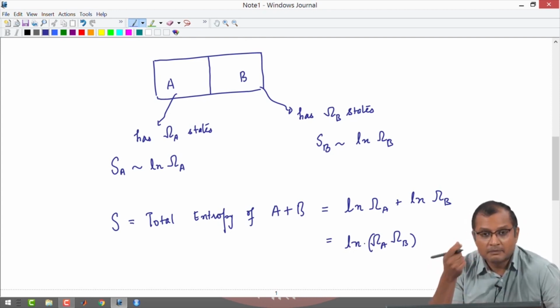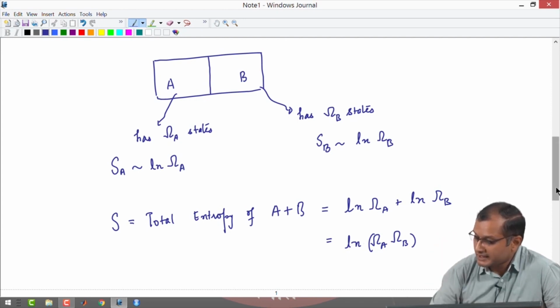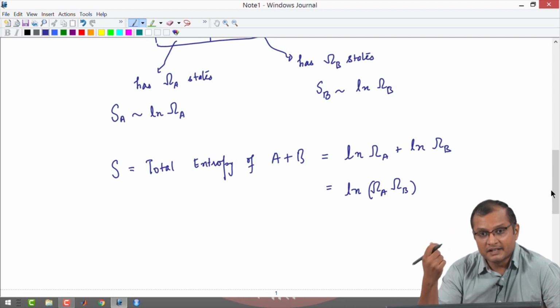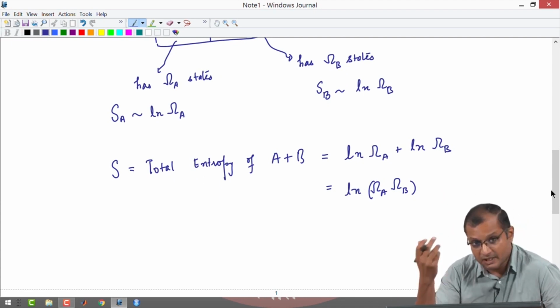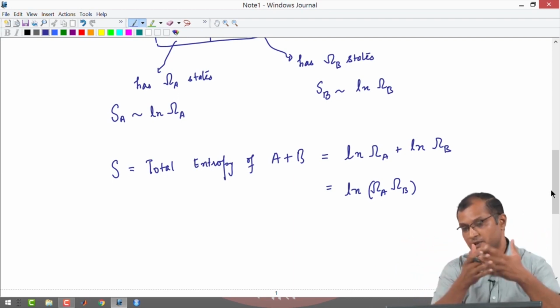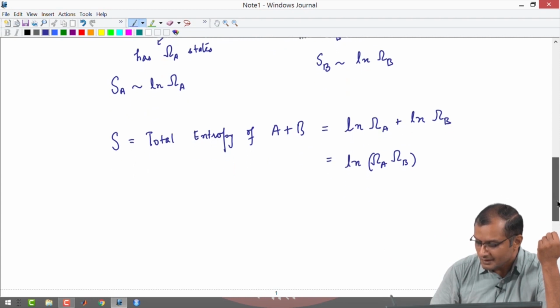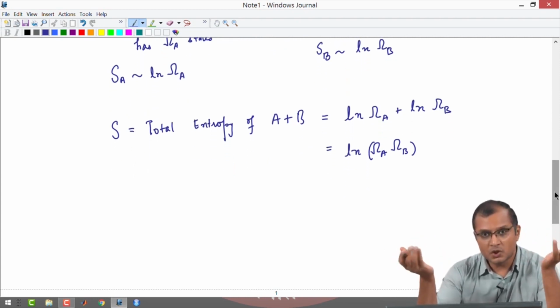So, I am basically writing down the entropy to be additive, because that is what I want. It should be an extensive quantity, it should scale with system size. So, if I double up the system, the entropy is expected to double up, and so I have simply added the two entropies.